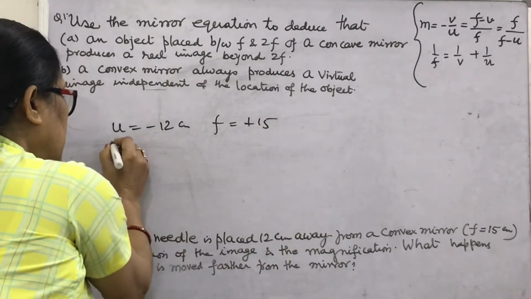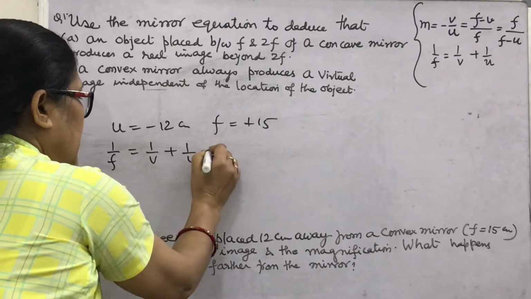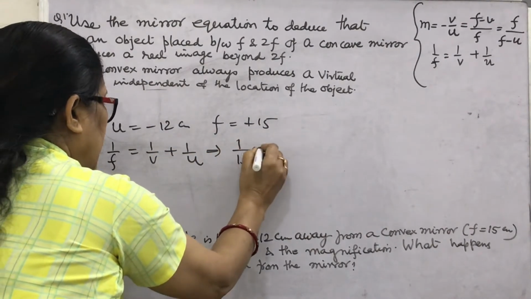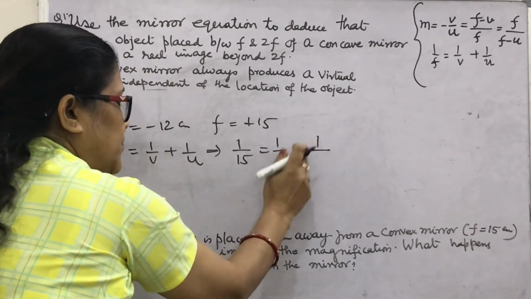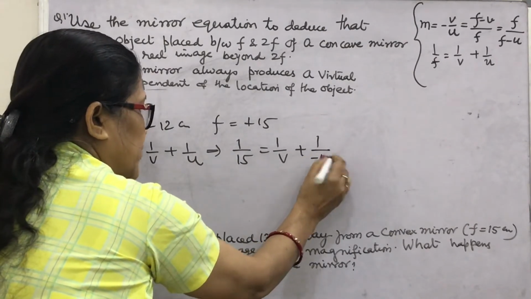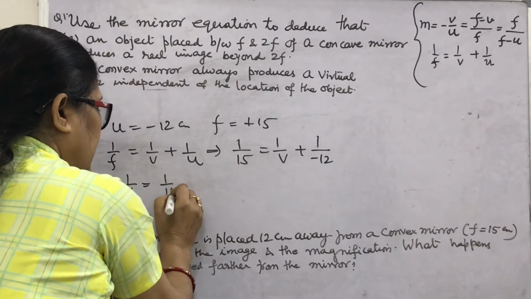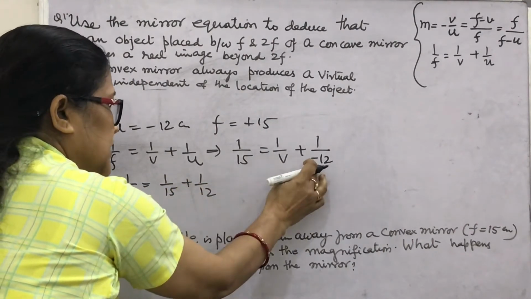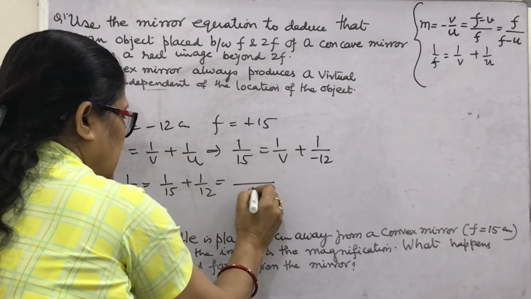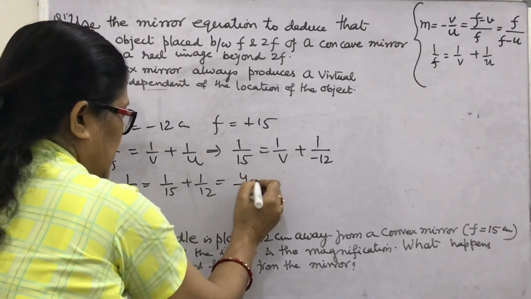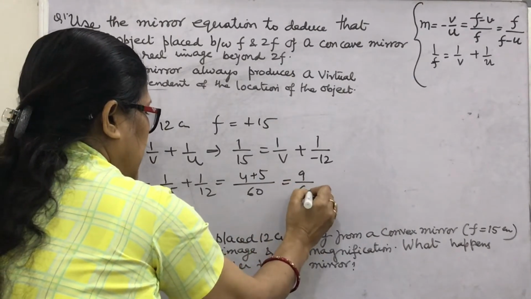What is the mirror equation? Use the mirror equation 1 by F equal to 1 by V plus 1 by U and put in the values. Then 1 upon 15 equals 1 by V plus 1 upon minus 12. It will become minus, so 1 upon V will be equal to 1 by 15 plus 1 by 12. It will become plus, so the common denominator is 60. Four plus 5, so this will be 9 by 60.